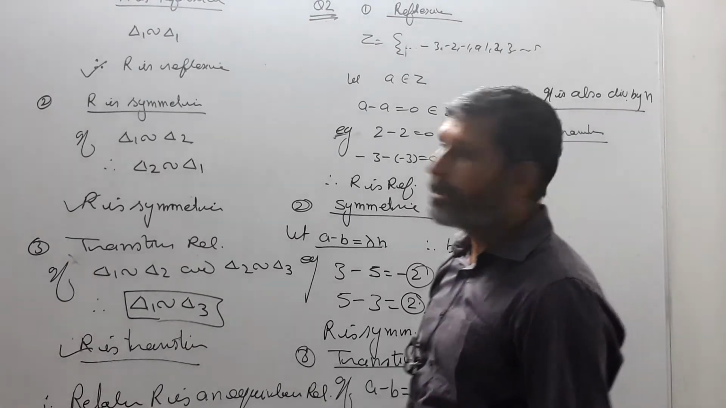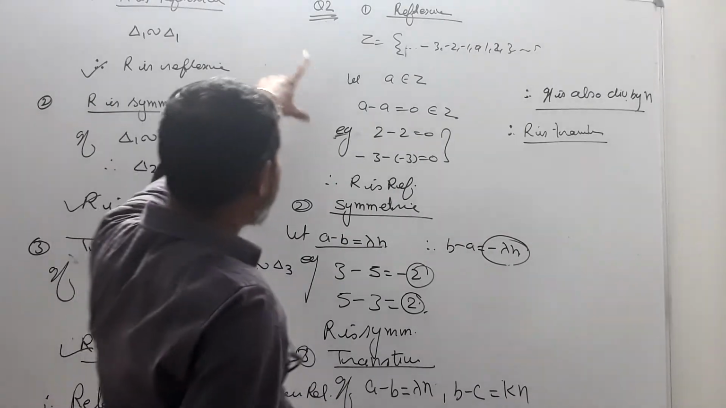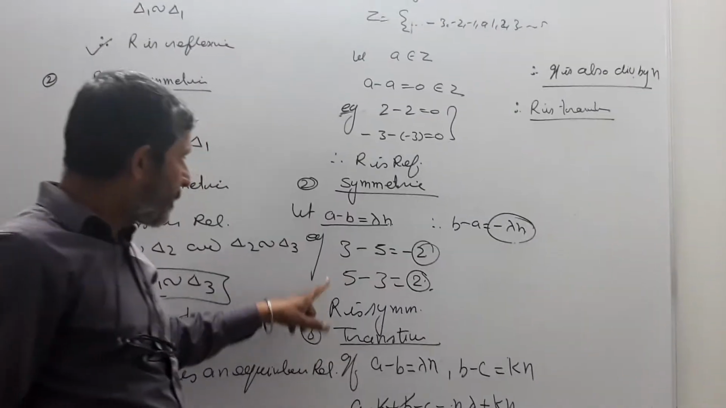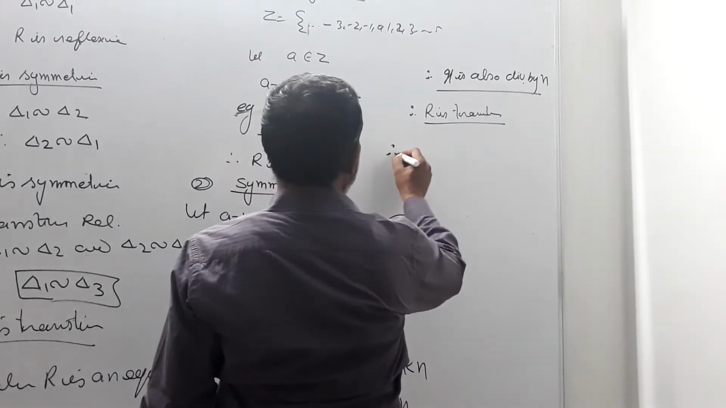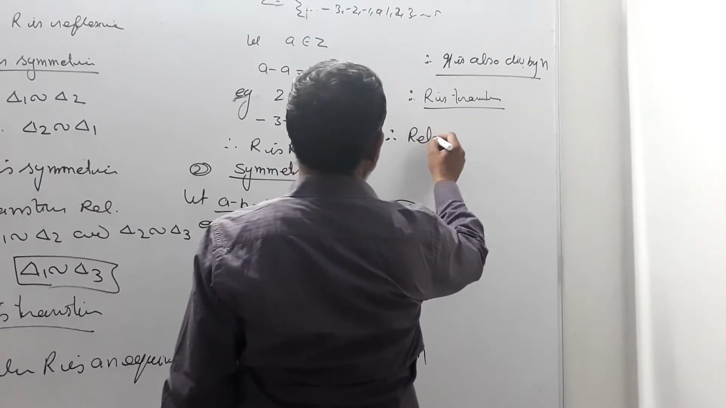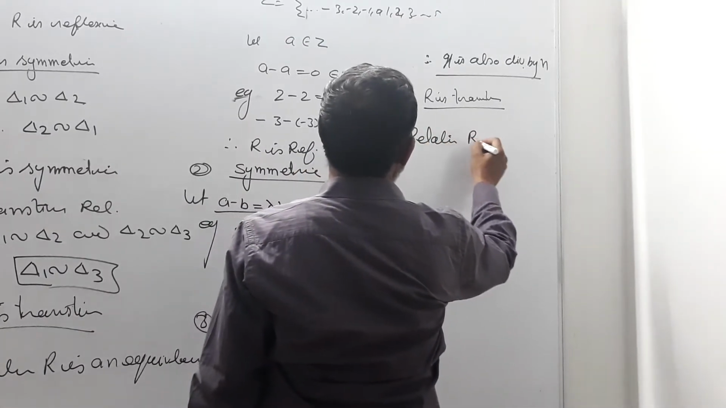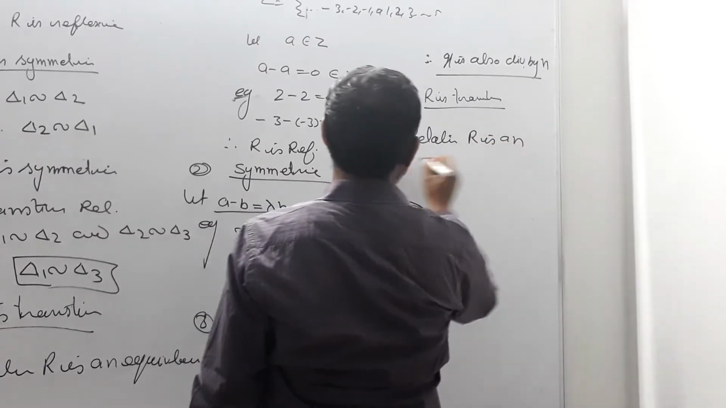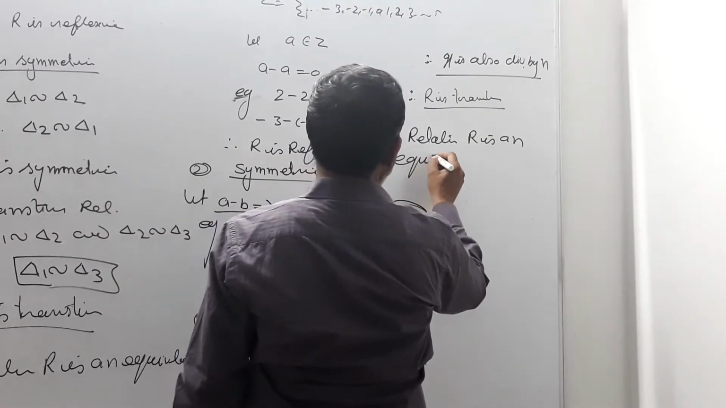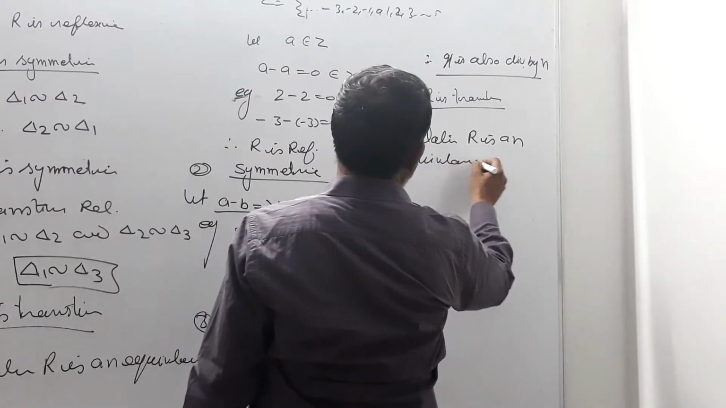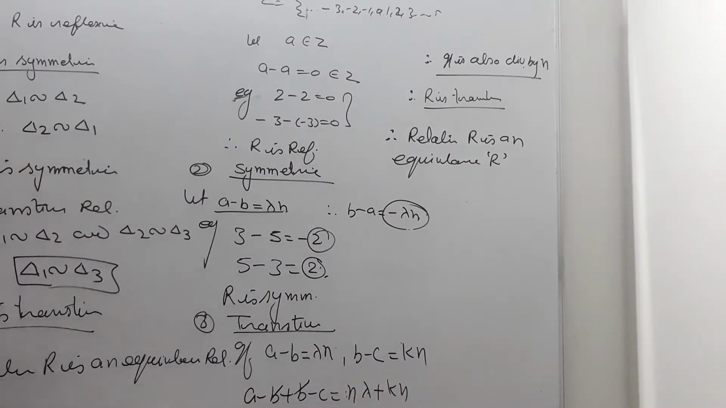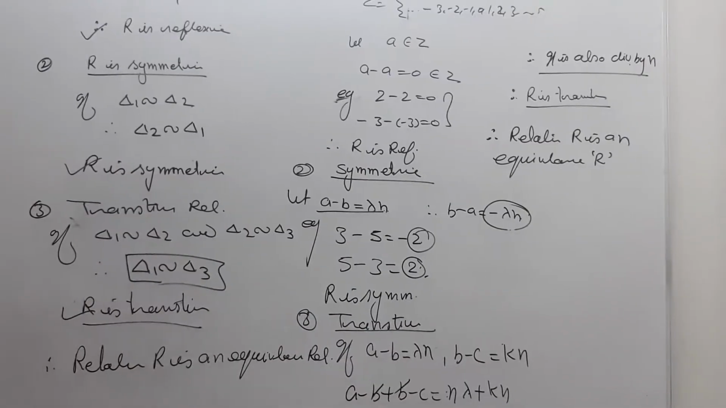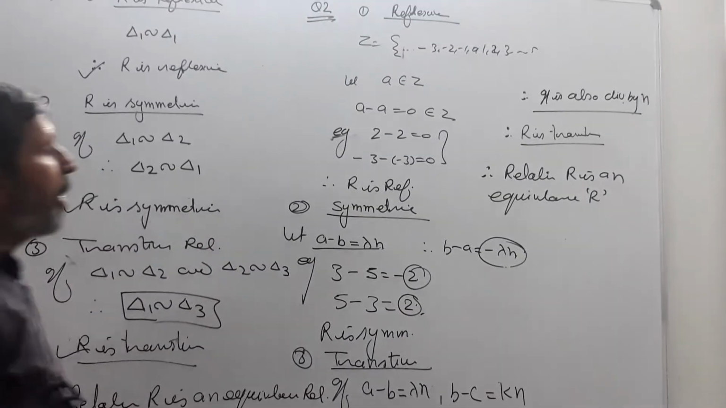Because this relation is reflexive, symmetric as well as transitive, the relation R is an equivalence relation. The question is to prove that the relation R is an equivalence relation. This is the relation R.